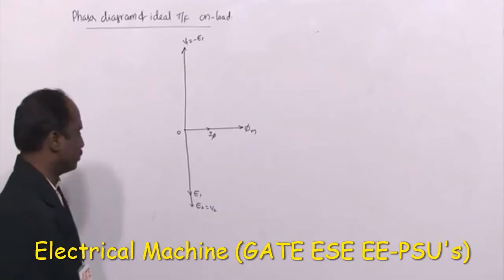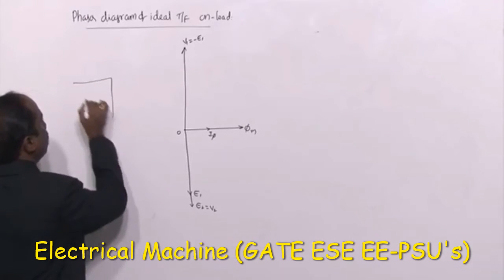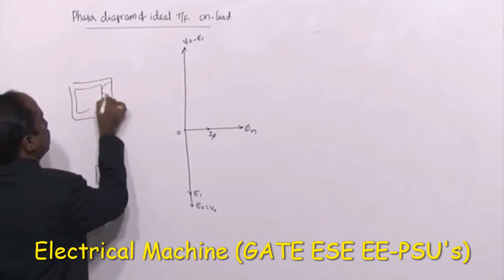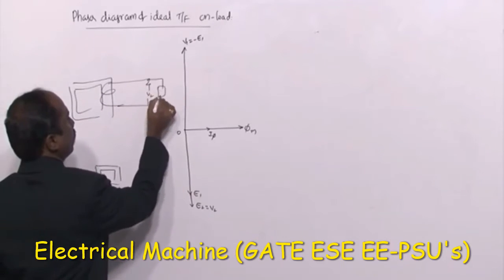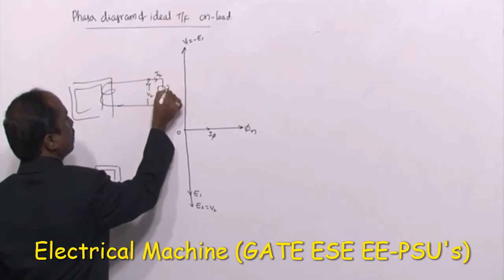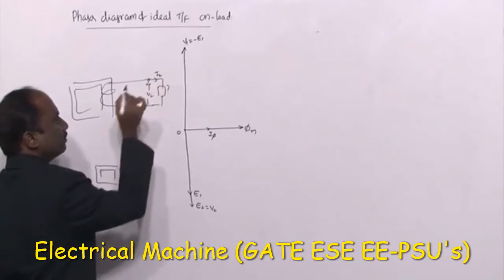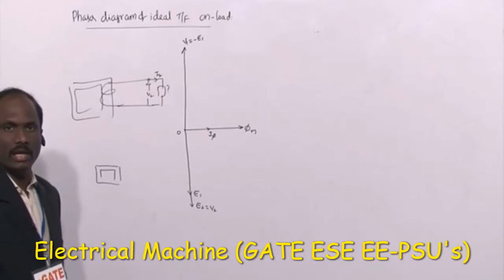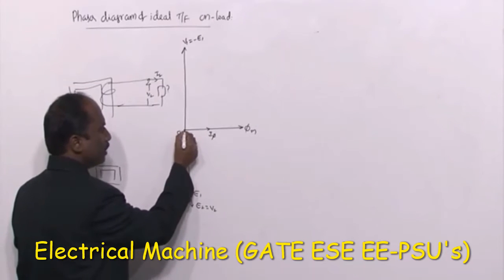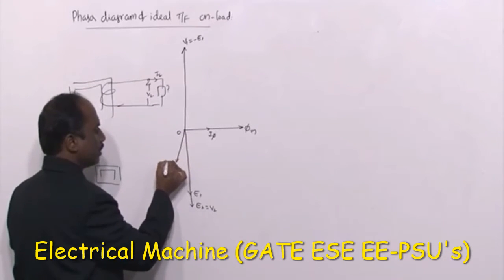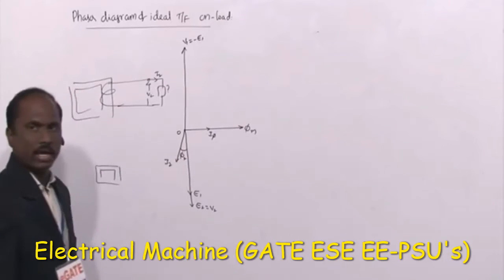Next, how is this current I2? I2 is lagging. This is the transformer, this is the secondary winding. Here V2 is the voltage, and here we connected a load. The current depends on the load. The load is an RL load we are using, so the current lags this V2 by a lagging angle phi. So I2 is the current which lags E2 by an angle of phi 2.